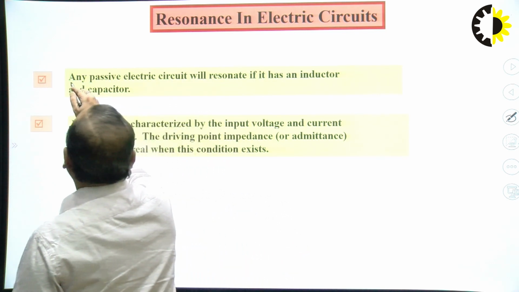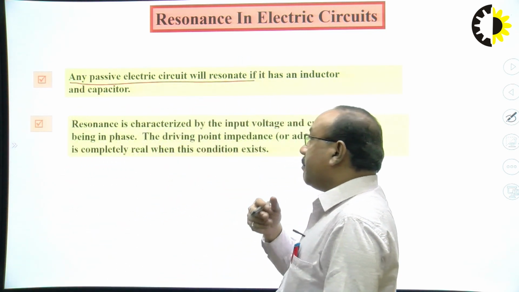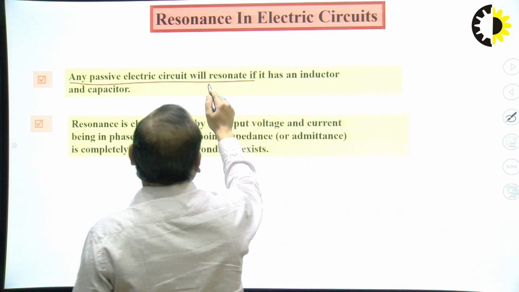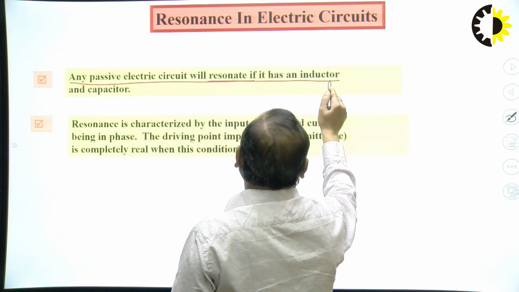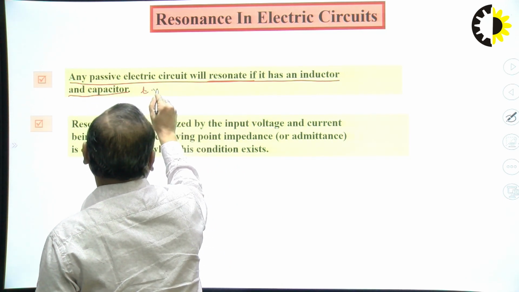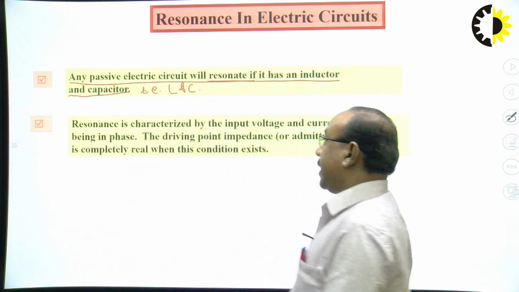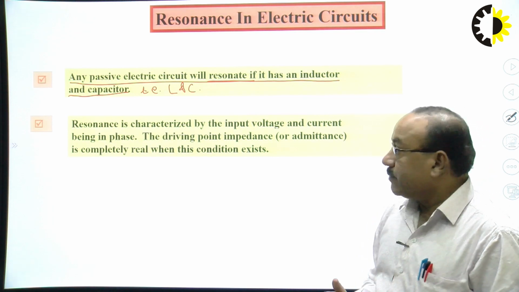Any passive electric circuit, means which is containing passive elements like R, L and C. So, for the resonance condition, this circuit will resonate if it has an inductor and capacitor, that means L and C. If it is having L and C in the circuit, that time it will resonate. That means both the elements must be there in the circuit.